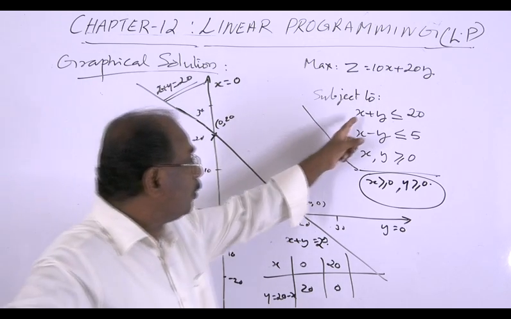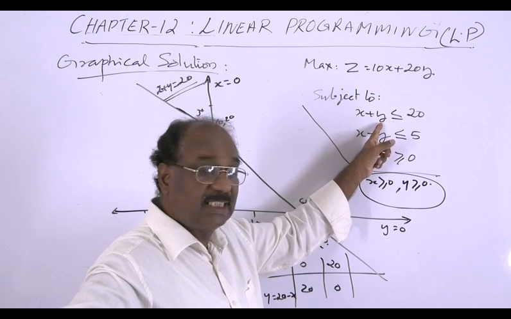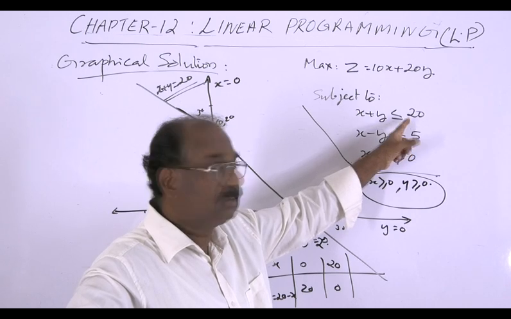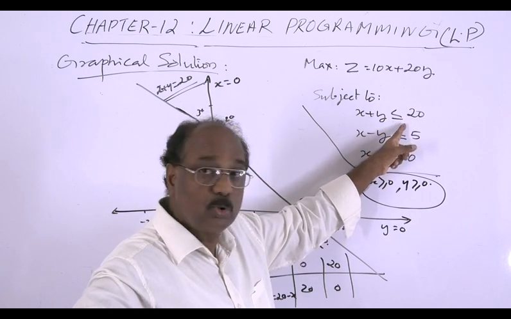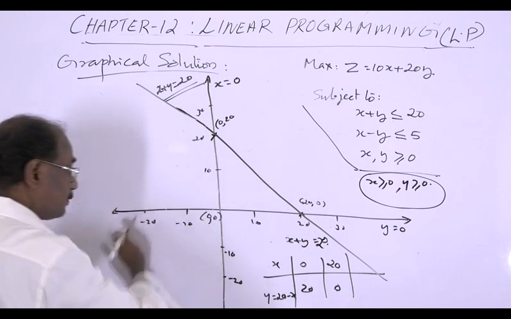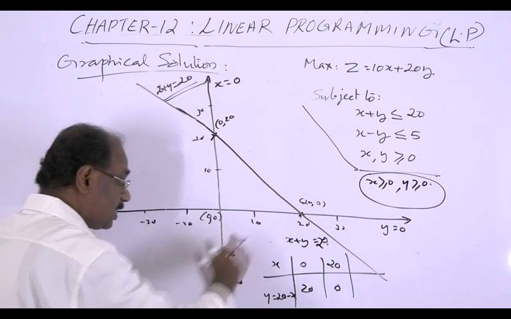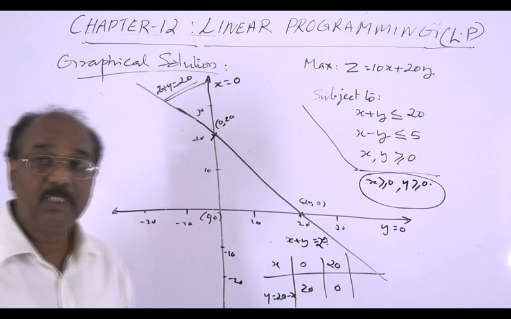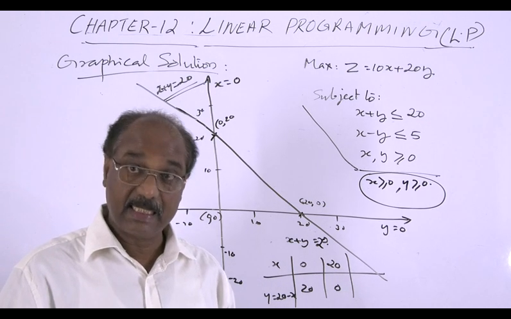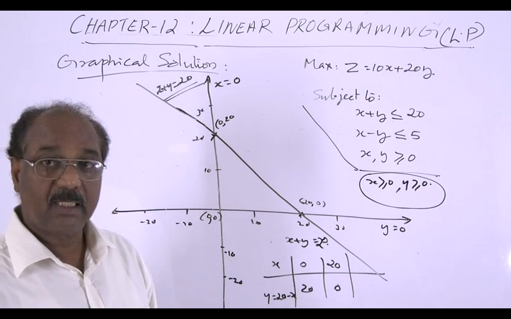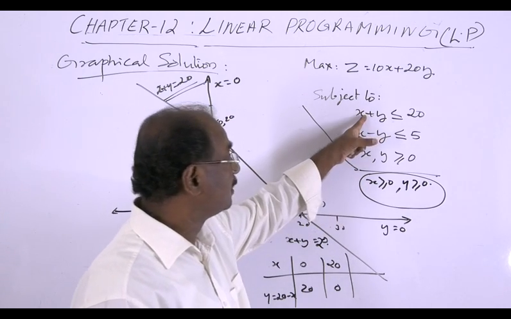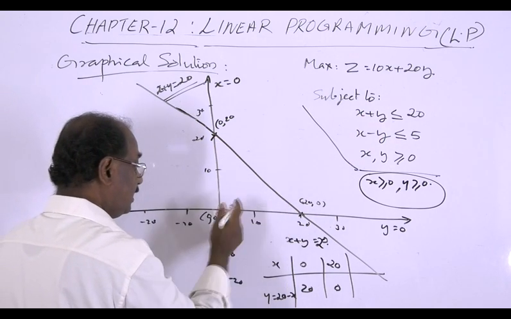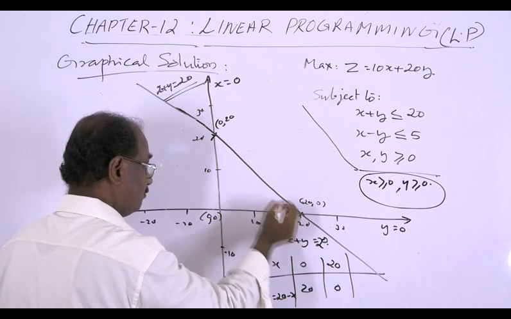So put x equal to 0 and y equal to 0, 0 plus 0, which is clearly less than 20. Therefore, origin comes in this region, x plus y less than or equal to 20. So the region x plus y less than or equal to 20 is this half plane, the plane below this line. And hence, the common region, common to these three constraints, is the region in this triangle.